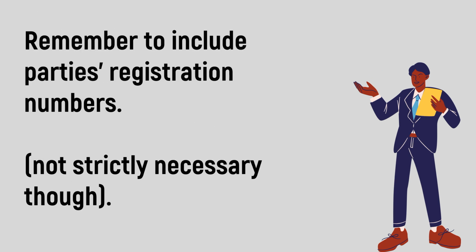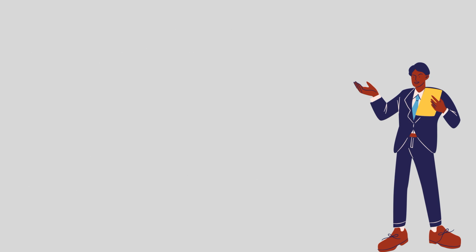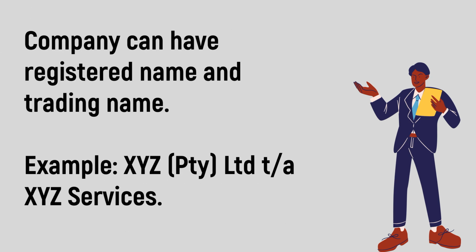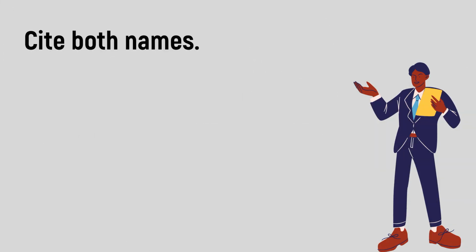Remember to include the parties' registration numbers when identifying them as plaintiff and defendant. Again, this is not strictly necessary, but if you have the information on file, just do it. Also note that many companies have a registered name as well as a trading name. For example, XYZ Pty Limited could trade as XYZ Services. If you have this information in your possession, cite both the registered and trading name.